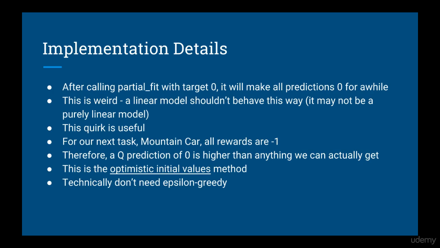The second thing that's weird about SGDRegressor is that by setting 0 as the target, this is going to make all the predictions 0 for a while. This is weird because if we were actually using a linear set of weights to make the prediction, then the prediction wouldn't always be 0. However, this quirk is actually useful because for our next task, which is the mountain car environment, at every time step we get a reward of -1. That means a Q prediction of 0 is higher than any return we can get, and hence it allows us to use the optimistic initial values method of exploration, which we looked at in the last reinforcement learning course, instead of epsilon greedy. I'll give you the option of trying both in the code.